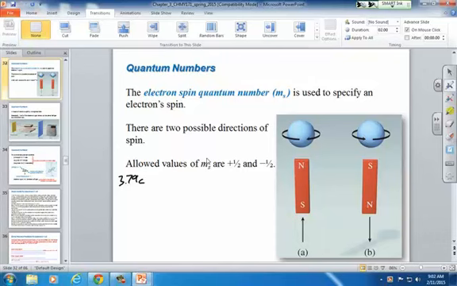3.79c. It's on page 98. They give us this notation, 5D, and they asked us to determine the quantum numbers.